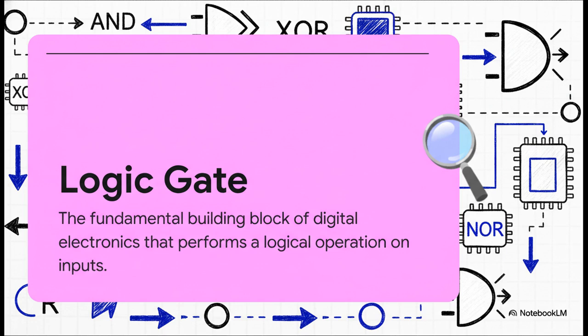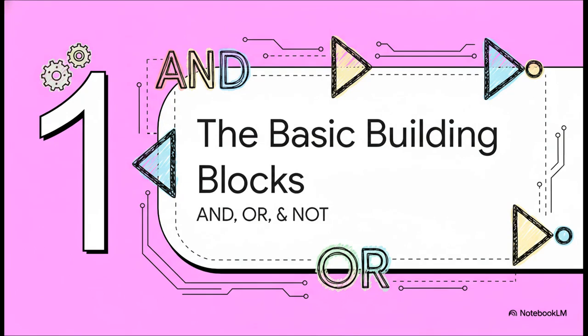They work with the most basic information you can imagine. A signal is either on or it's off. And in computer speak, we just call an on state a 1 and an off state a 0. That's it. Every single thing your computer does, from loading a web page to playing a game, is built from these simple choices. Okay, so let's meet the 3 most important players in this game, the ones that form the foundation of, well, everything in digital logic: the AND, the OR, and the NOT gates.